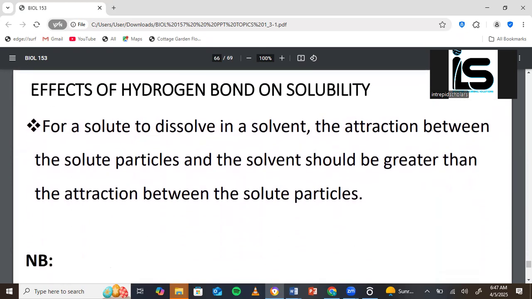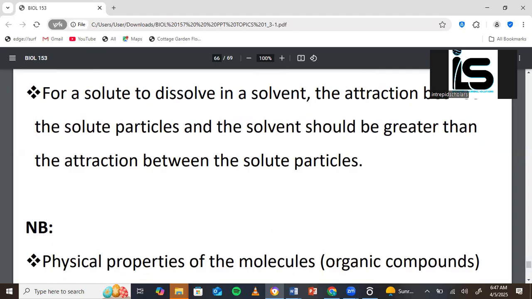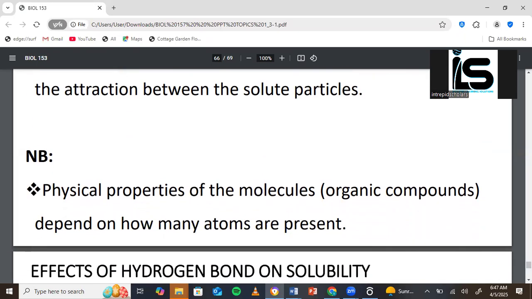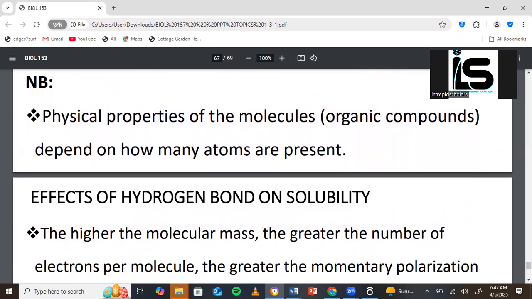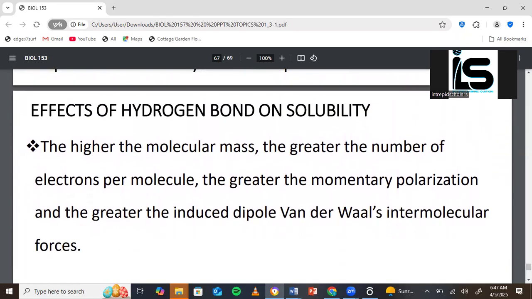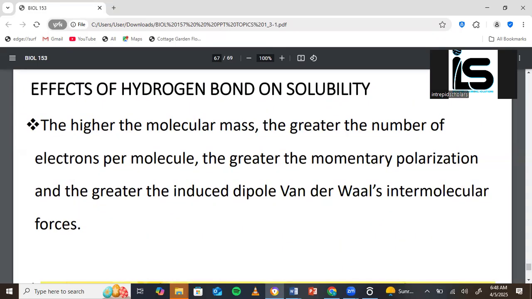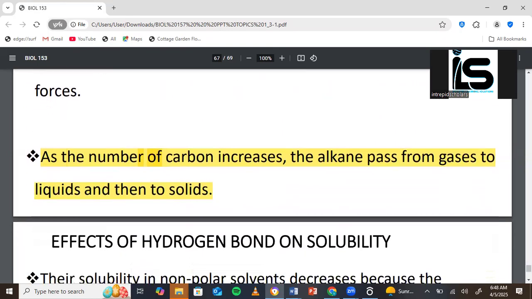Effect of hydrogen bond on solubility. For a solute to dissolve in a solvent, the attraction between the solute particles and the solvent particles should be greater than the attraction between the solute particles themselves. Very simple concepts for dissolution. Physical property of a molecule depends on how many atoms are present. Now, we are saying that the higher the molecular mass, the greater the number of electrons per molecule, the greater the momentary polarization, then the greater the induced dipole. So this is giving us something about induced dipole.